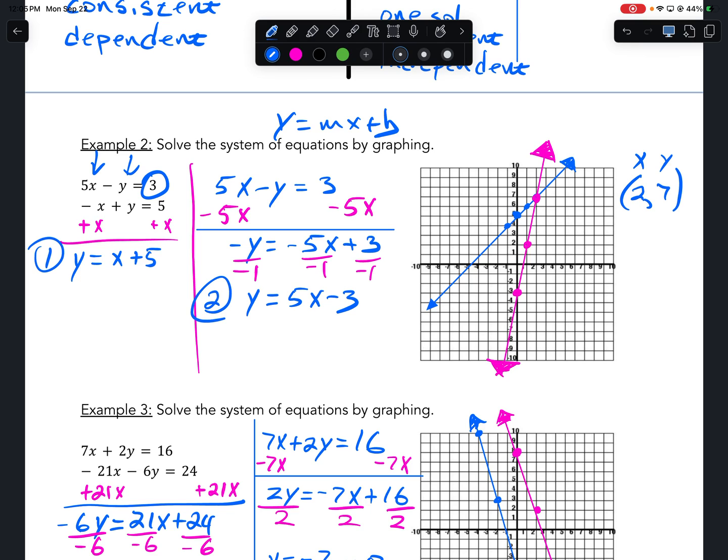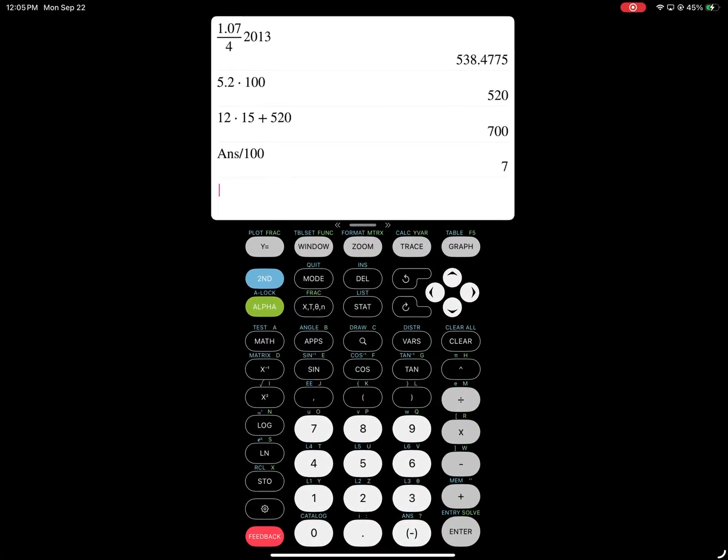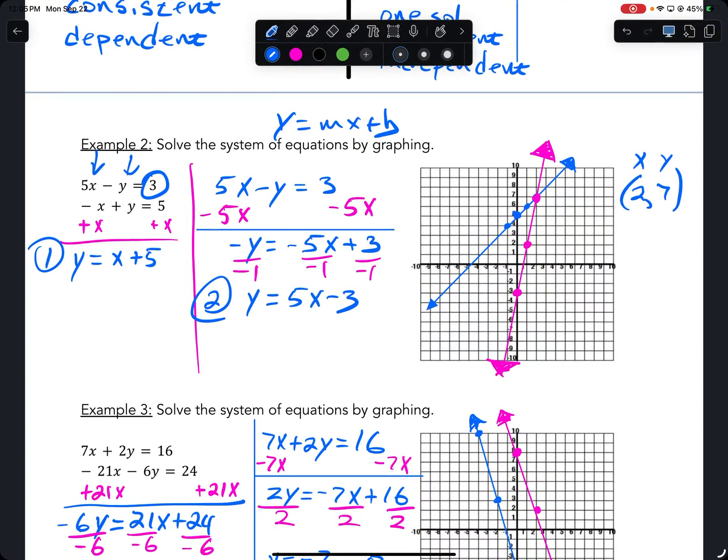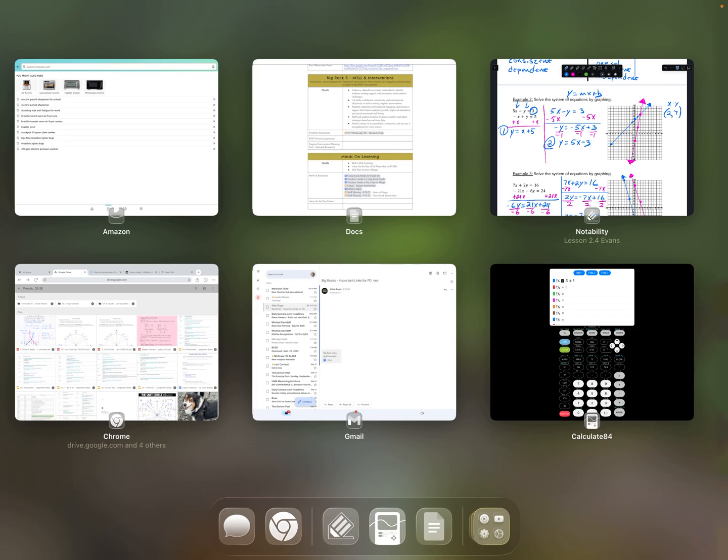Graphing calculator out, hit y equals. In y equals, you're going to put x plus 5 in y1. I got some stuff in there. I'm going to put in x, which is right next to alpha. There's your x, right? It was x plus 5. I'm going to go down to y2, and I'm going to put in 5x minus 3.